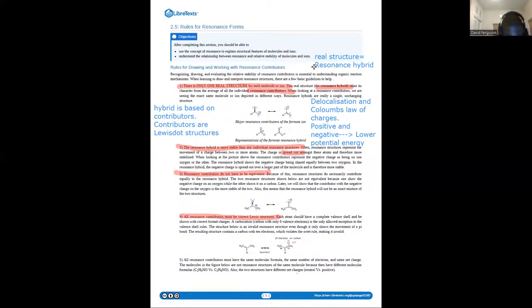So I'm not dealing with isomers in this class, not in general chemistry one. So the same molecular formula, same number of electrons, and same net charge. So these are what contribute to how we weight these things. It being a correct Lewis dot structure, having the same molecular formula, same number of electrons, same net charge. This is the guidance that we use when we're determining whether this is even a proper contributor to the resonance hybrid. So let me see, like that. There we go. The highlighter.